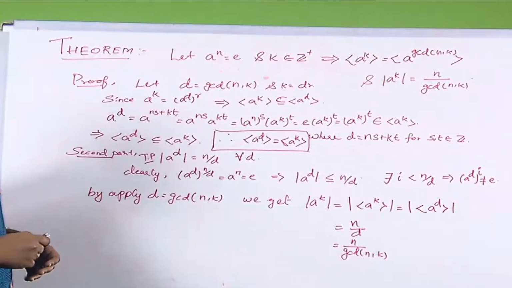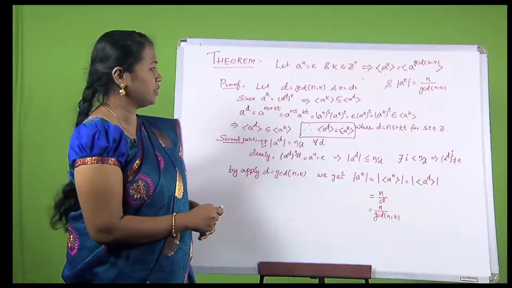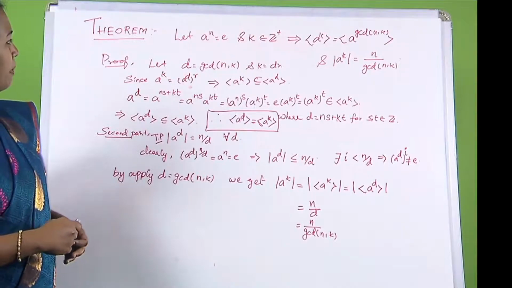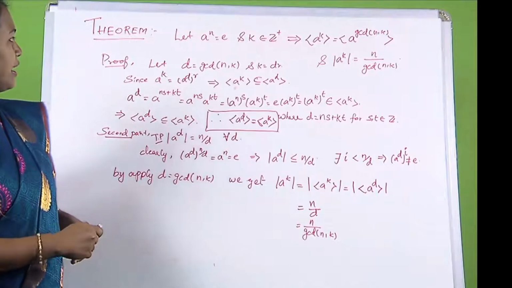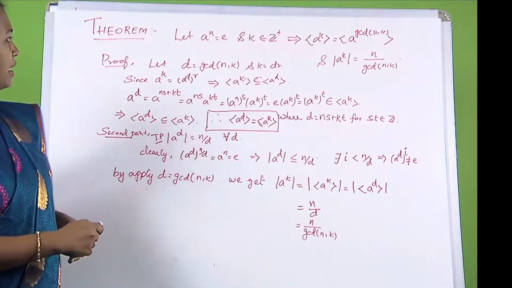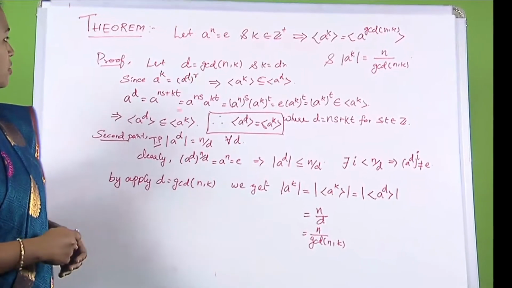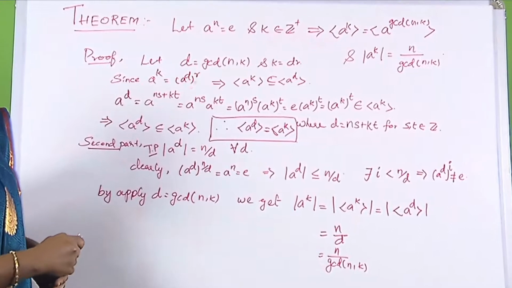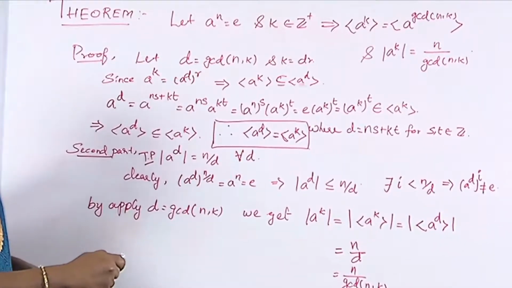Now, since d divides k, you can write k equal to d into r, where r is some integer. Therefore, a power k is equal to a power d the whole power r. So, we can write it like this, which implies that the group generated by a power k is a subset of the group generated by a power d. This is because a power k is equal to a power d the whole power r. So, we have brought it to this form, that is why we are able to write this statement.